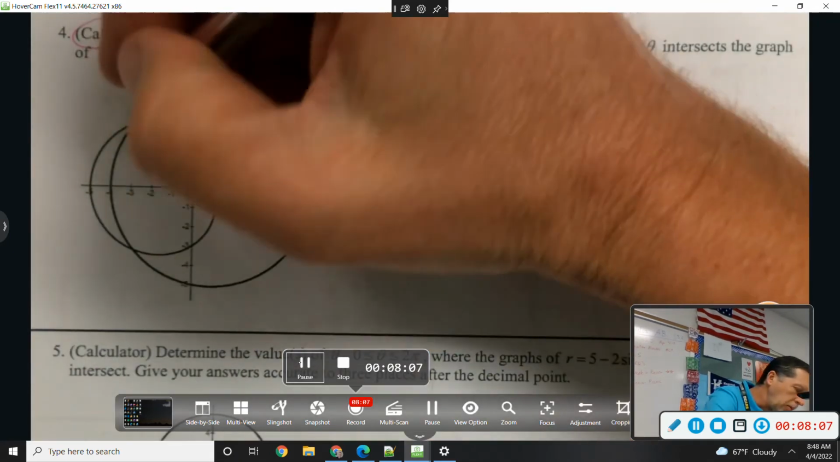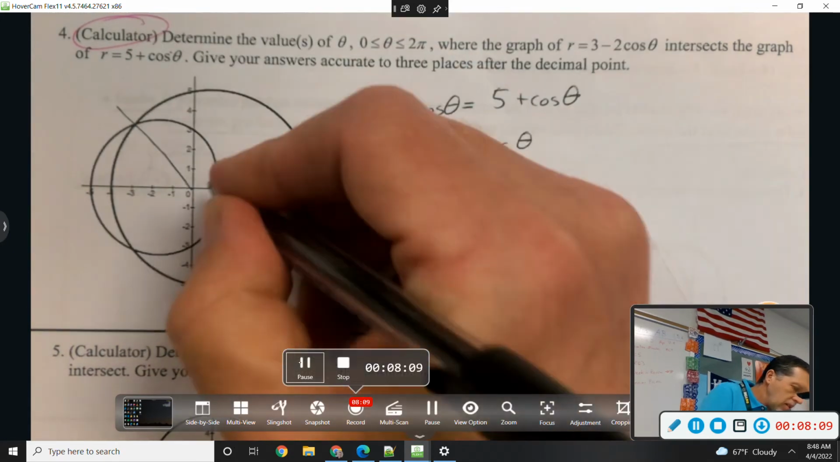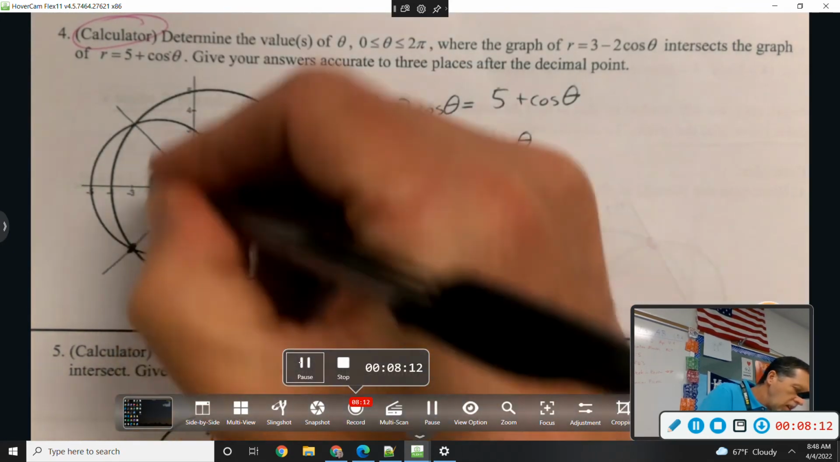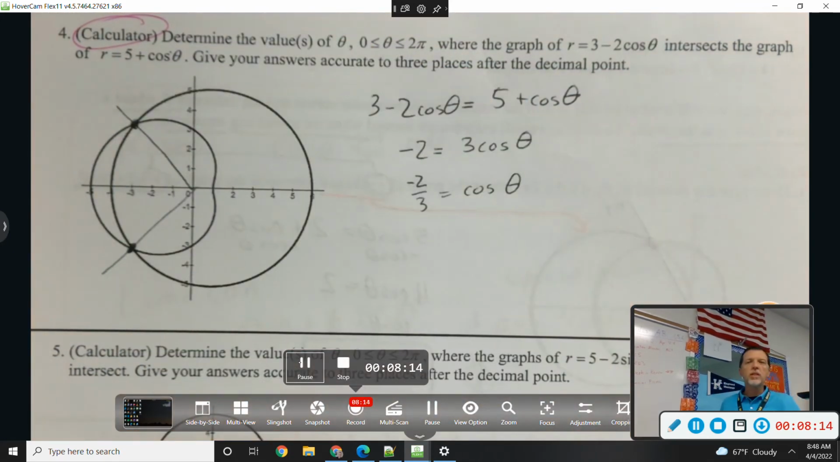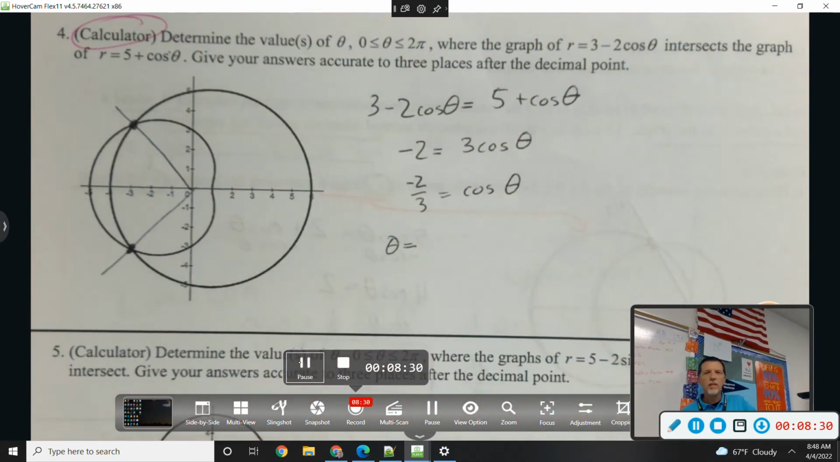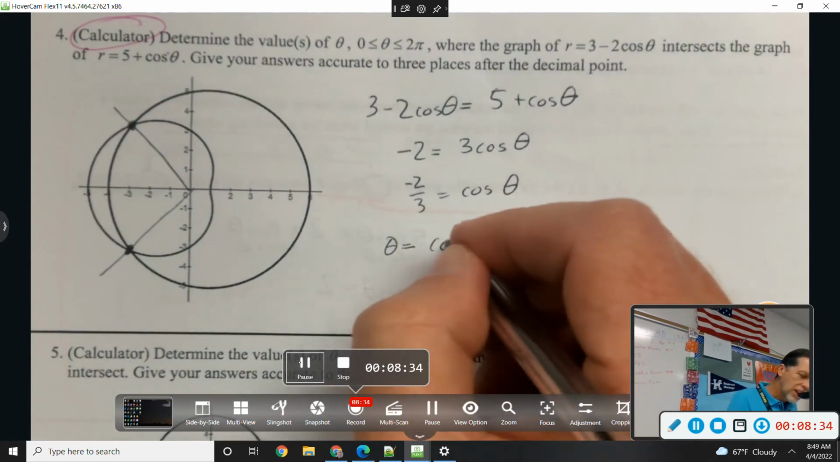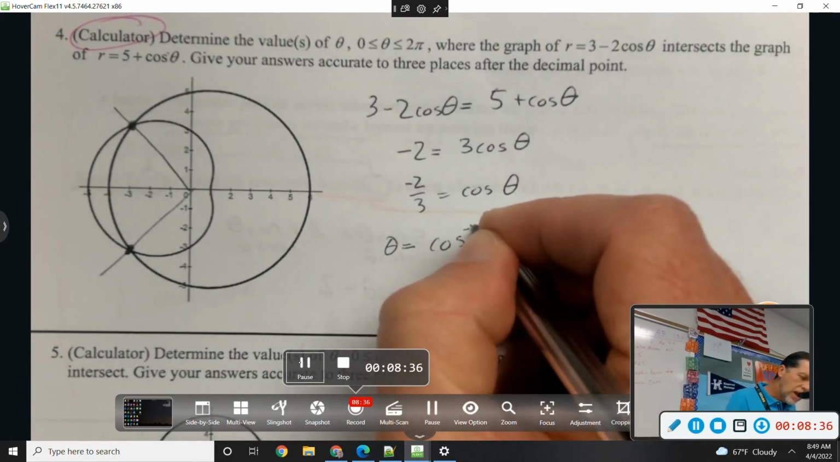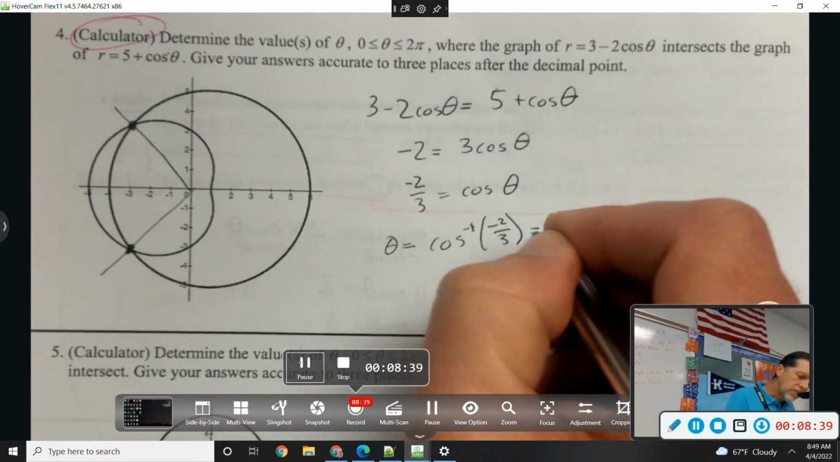Okay, maybe we could have expecting 2 answers out of this. Cosine equals negative 2/3. That's not a nice answer. How do I figure out what theta equals? Right, that's not a unit circle thing. So I need to do inverse cosine of negative 2/3.